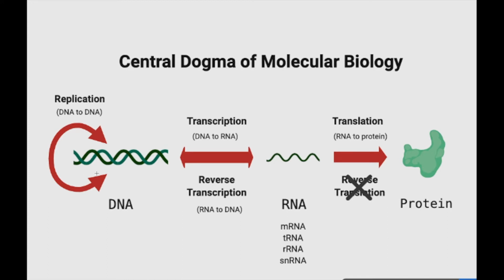In eukaryotes, the original copy of DNA remains in the nucleus, while the new copy is free to leave through nuclear pores to be used elsewhere within the cell. In prokaryotes, replication occurs in the cytoplasm.